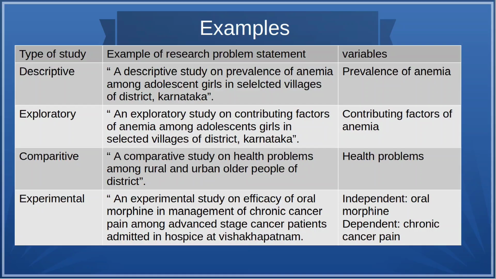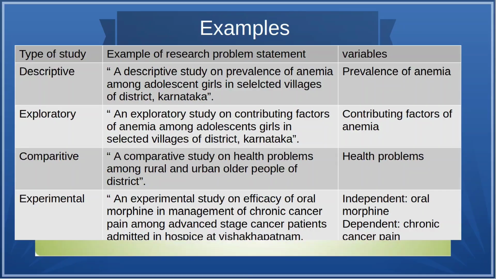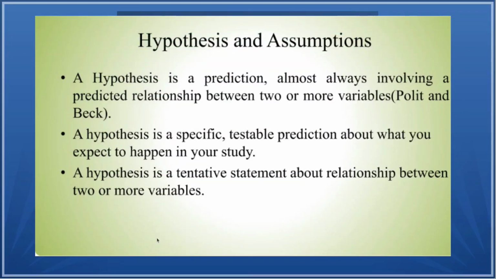So what will be the variable here? Independent variable, dependent variable. Independent, you can see oral morphine is the independent variable which is not changing. Okay, it is independent because for every patient you will give oral morphine drug, patient with chronic cancer patients to relieve pain. Dependent variable which changes. Okay, chronic cancer pain. So that is dependent and independent variable. Like this, in each problem statement, different type of studies, different type of statements and variables. Okay, like this, the variables you can identify, and all this you have to formulate when you formulate the problem statement. Next one is hypothesis and assumptions.